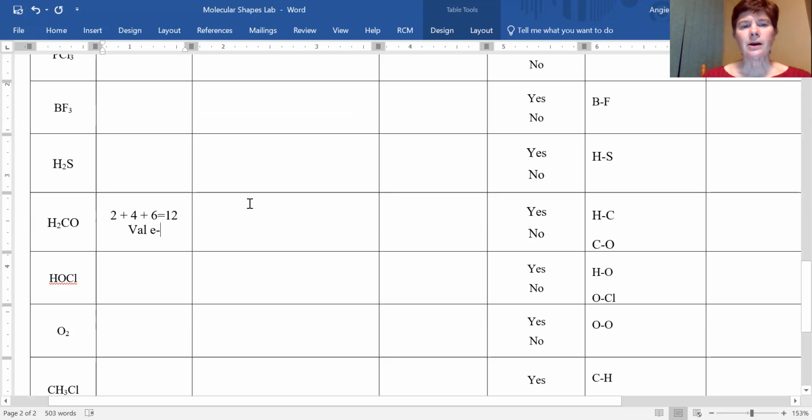Now we're going to look at our Lewis structure, that's column 2. So remember our order of working with this. I'm going to go back to my drawing program.